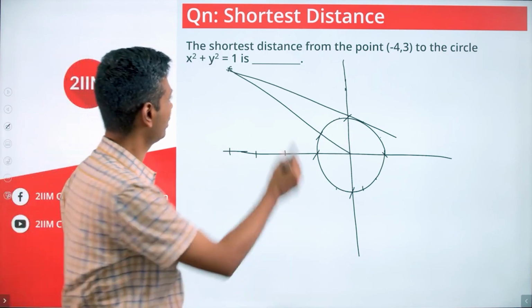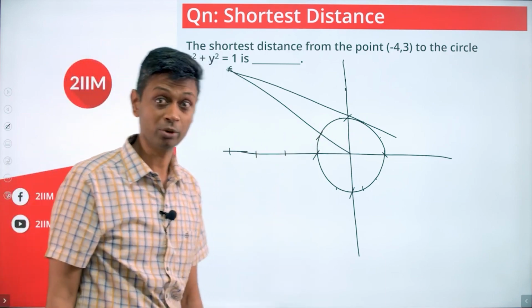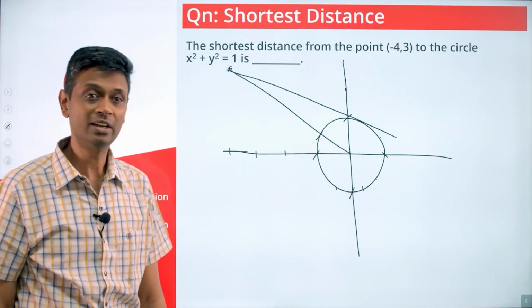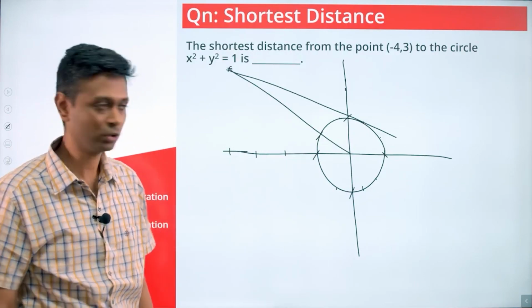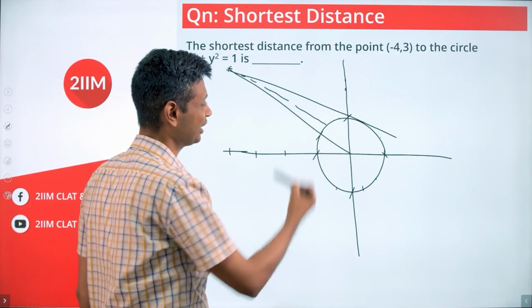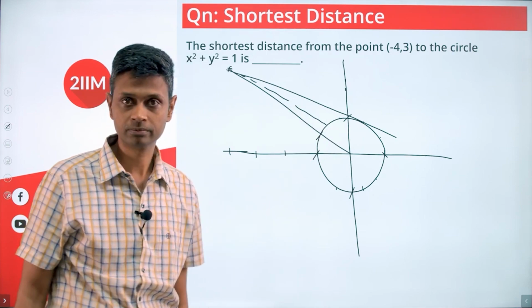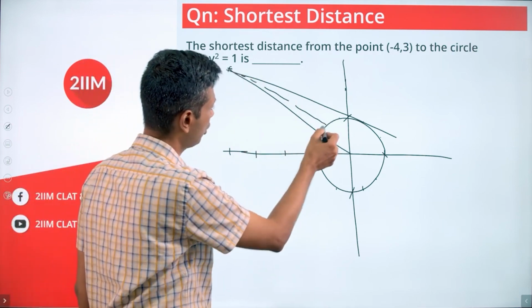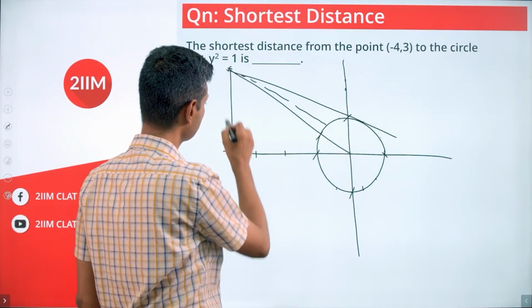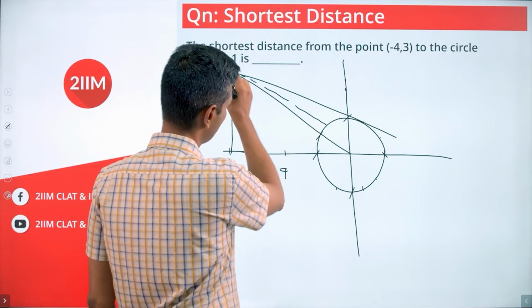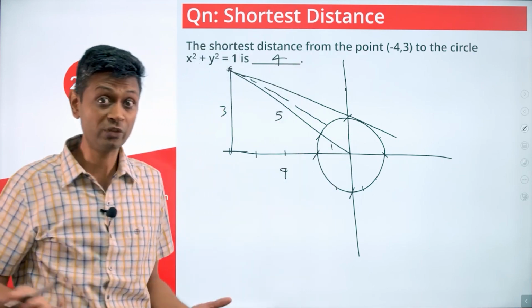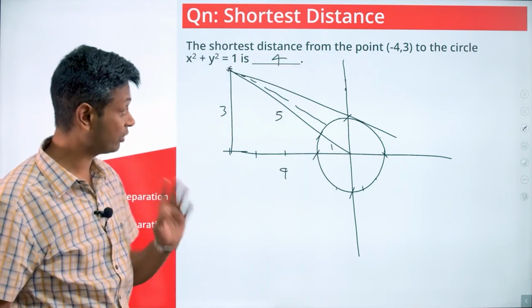And any other point will be farther than that. Think about it. The closest point on the circle to this: join to the center. Wherever it hits the circle, that will be the closest point. And so if you draw a point somewhere here, that distance will be longer than this length. So join to the center, find this distance. So this is 3 units, this is 4, this straight line is 5, radius is 1, so the shortest distance is 4.